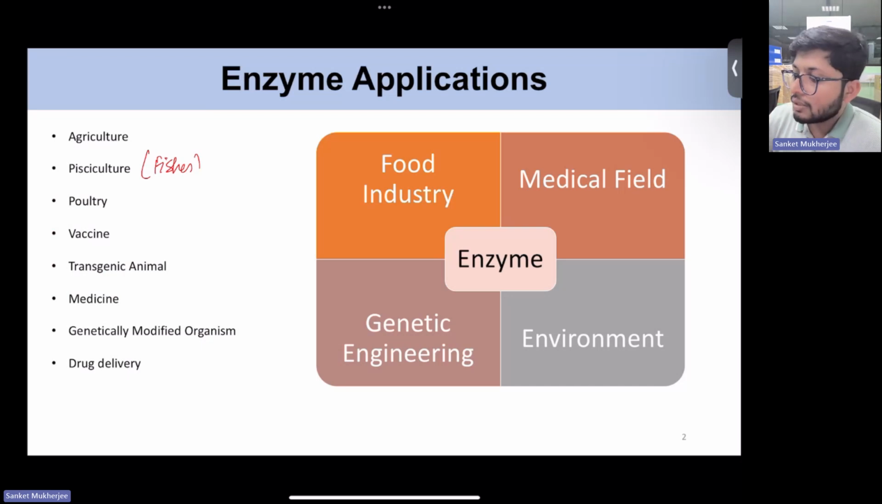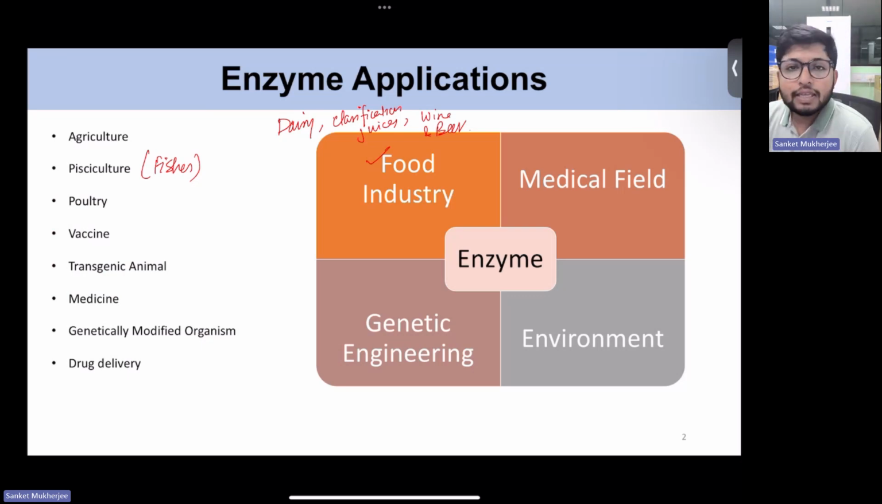We already discussed enzymes which are required for the food industries, for let's say the dairy industry, or in clarification of juices, in wine and beer industries. Also in the medical field, we have discussed how enzymes can be used as diagnostic markers. We can check the levels of enzymes like SGPT or SGOT, for let's say liver. They are markers for liver injury and things like that.